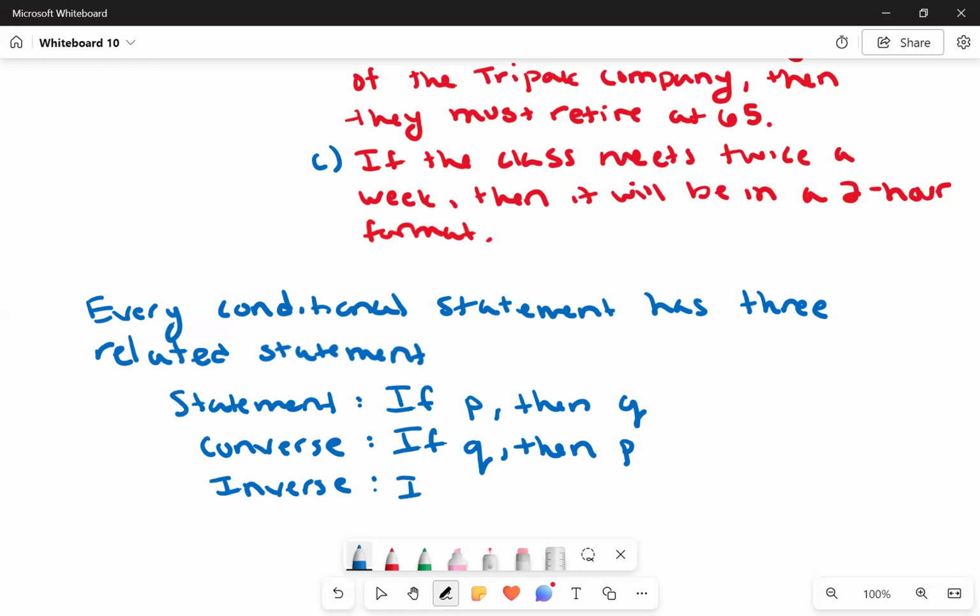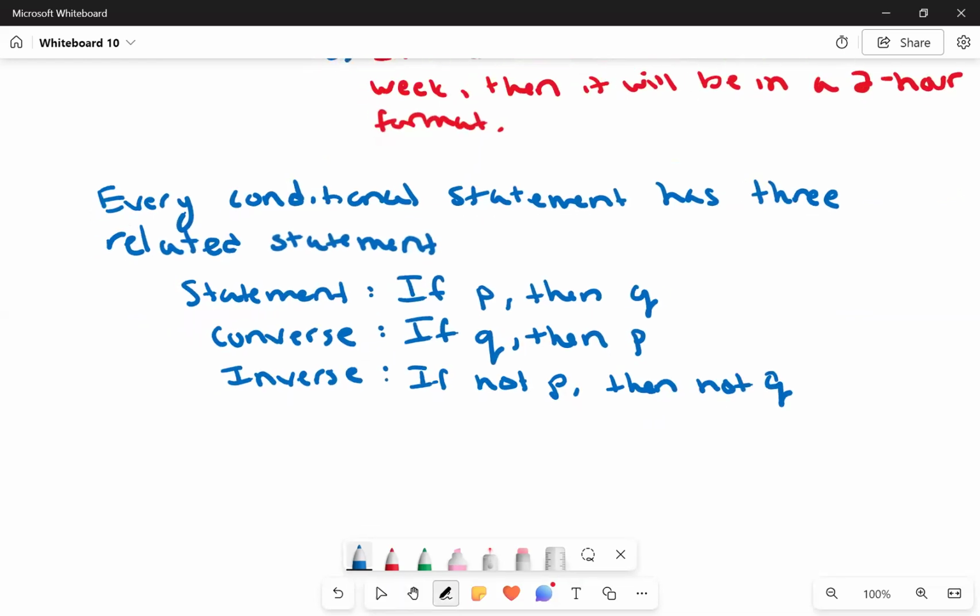If not P, does it follow? Then not Q. And sometimes it follows. Sometimes it doesn't. The last one is called the contrapositive. Contrapositive is like the converse of the statement, except it's of the inverse. So if not Q, then not P.